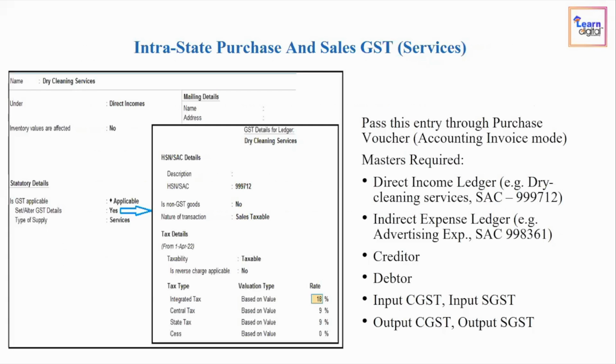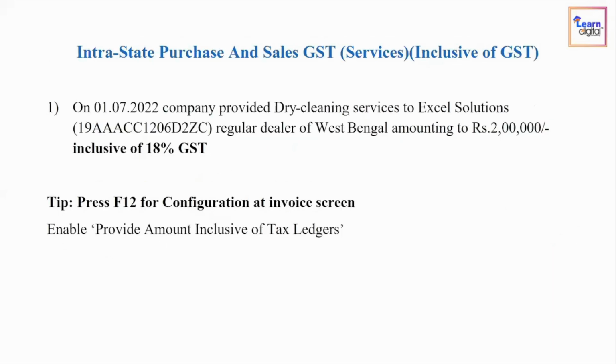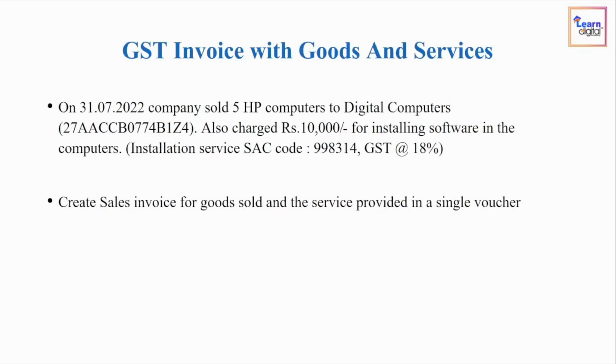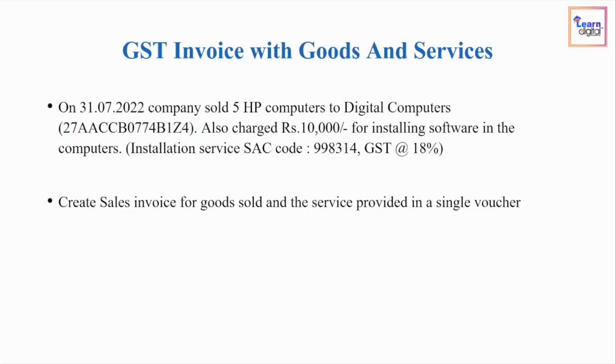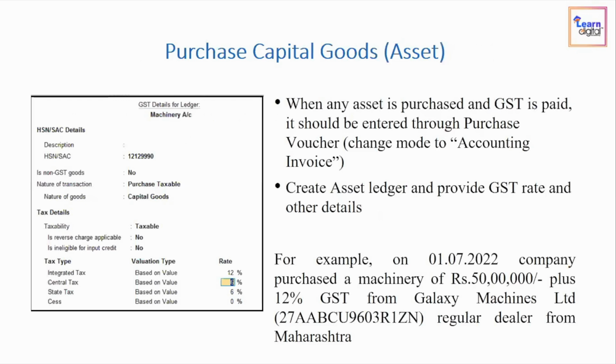within the state, intrastate, and between the states, interstate. Then we will learn how to enter the invoice with the amount of bill which is inclusive of GST, and GST with goods and services both. So let's start with the first one, purchase of capital goods.